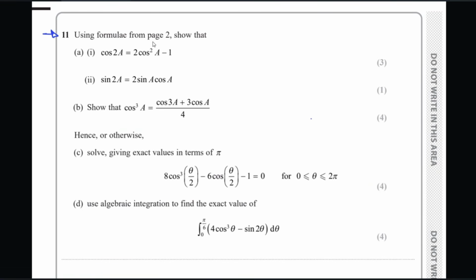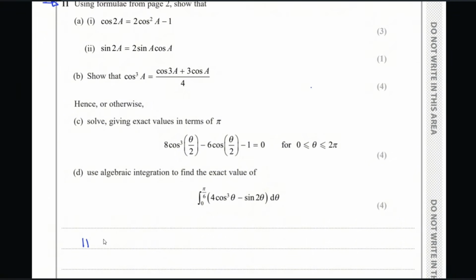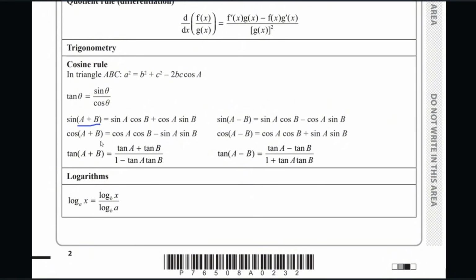Question 11, using formulae from page 2, show that, question A1, cos 2A is equal to 2 cos squared A minus 1. There's A1. So cos 2A. Let's have a look at the formulae. We can split cos 2A into cos (A plus A) and apply this formula, cos A cos B minus sin A sin B. So if we have cos (A plus A), it is going to be cos A cos A minus sin A sin A. So that's what we have to do.